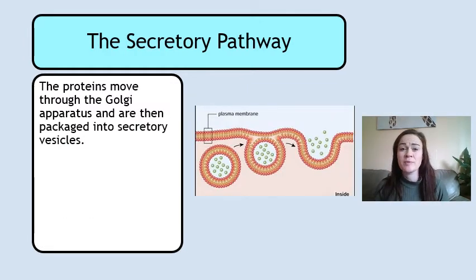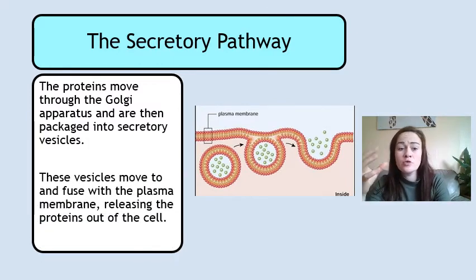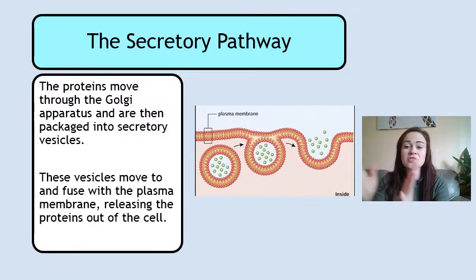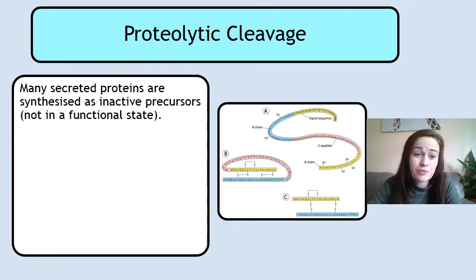So just as we talked about before, these secreted proteins are going to move along the Golgi apparatus and are packaged into vesicles. But the secreted proteins go into things called secretory vesicles. Okay. Now, these secretory vesicles move and fuse with the plasma membrane as described before, releasing the proteins out of the cell. This isn't new information yet.